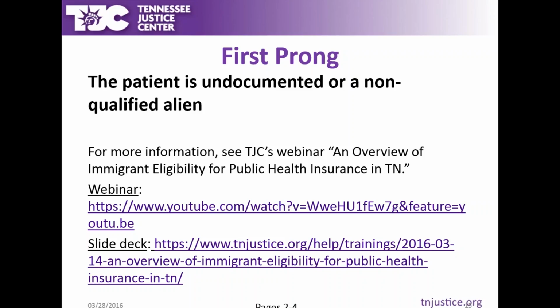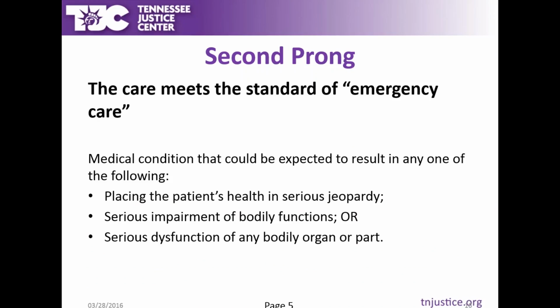So let's move on to the second prong. Second prong is the care meets the standard of emergency care. So an emergency medical condition is, by definition, the sudden onset of a medical condition manifesting itself by acute symptoms of sufficient severity, including severe pain, such that the absence of immediate medical attention could reasonably be expected to result in any one of the following: placing the patient's health in serious jeopardy, serious impairment of bodily functions, or serious dysfunction of any bodily organ or part. So this is typically going to be something that is decided by the hospital, whether or not the symptoms of the applicant are in line with an emergent situation.